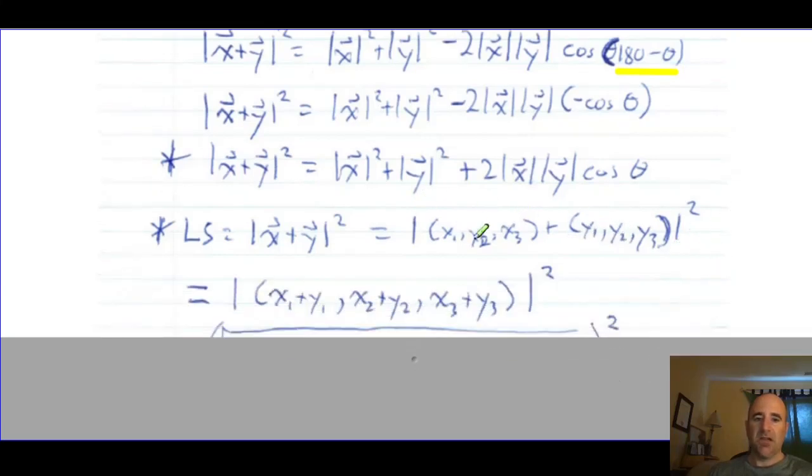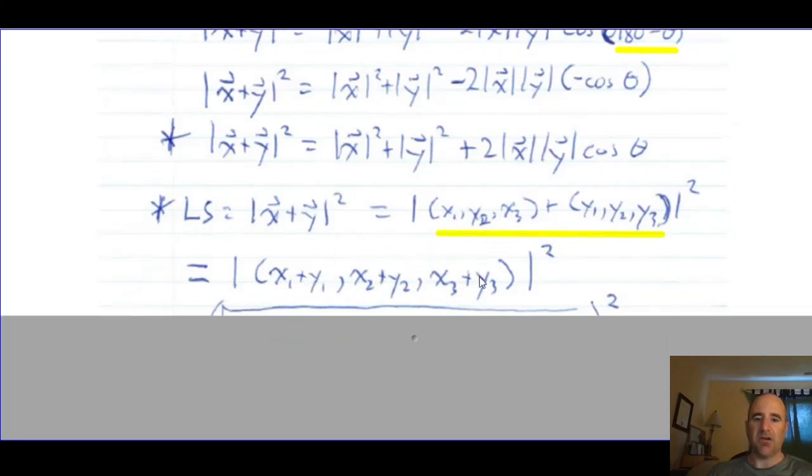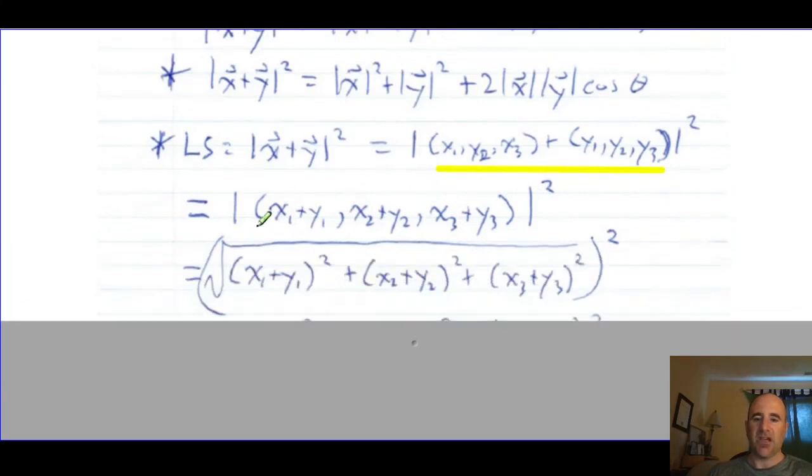Okay, well, this vector right here is really this vector right here: x1 plus y1, x2 plus y2, x3 plus y3. This is a vector, and I'm looking for its magnitude and squaring it. This is now a vector with three components, and this is how you calculate its magnitude. You sum the squares and take the square root.